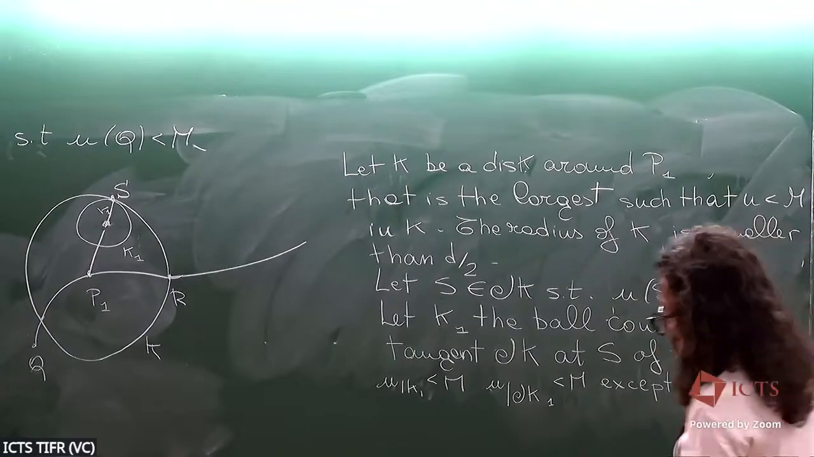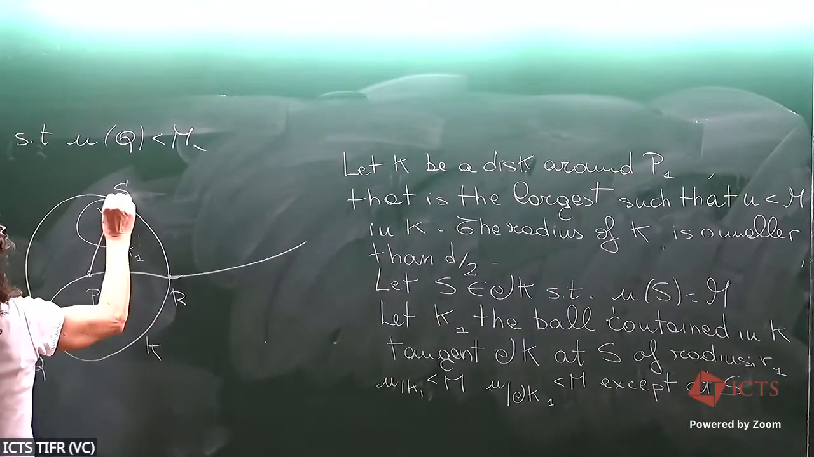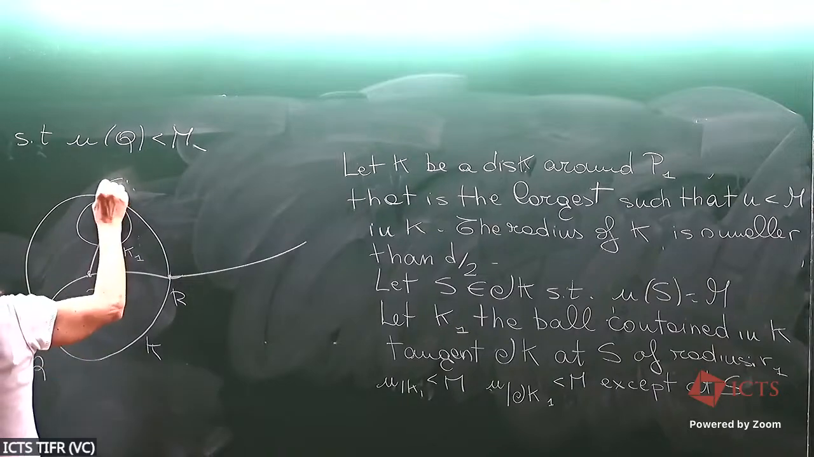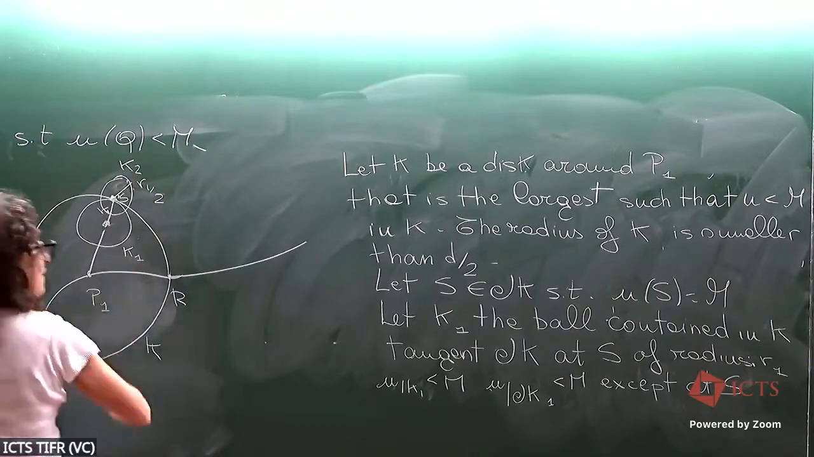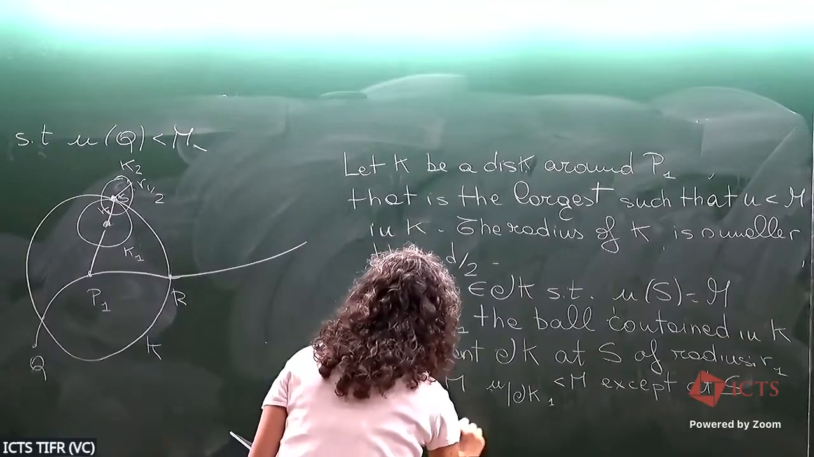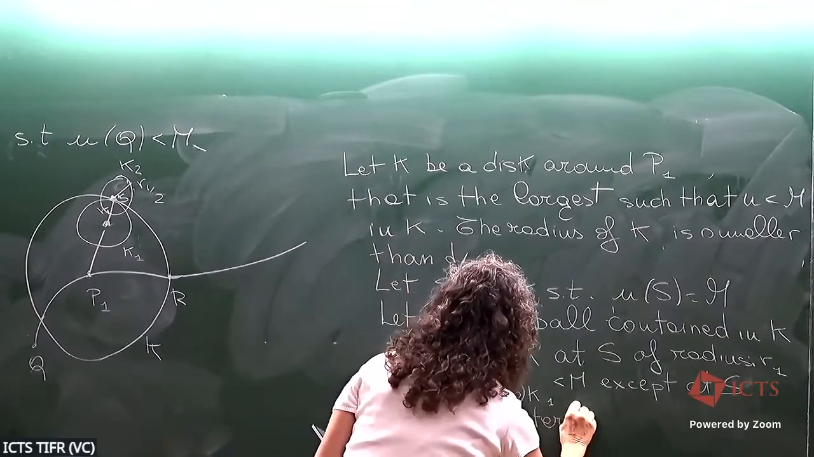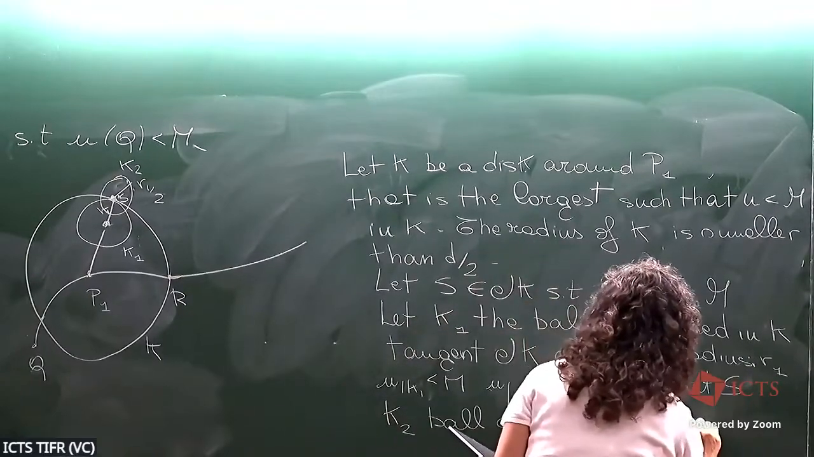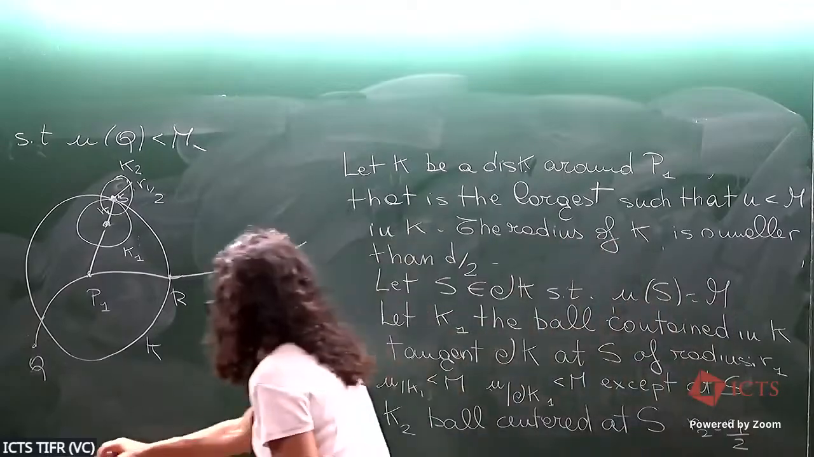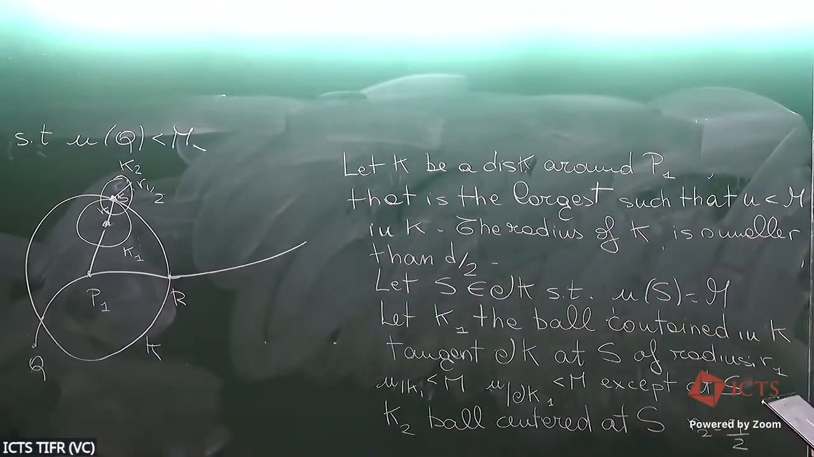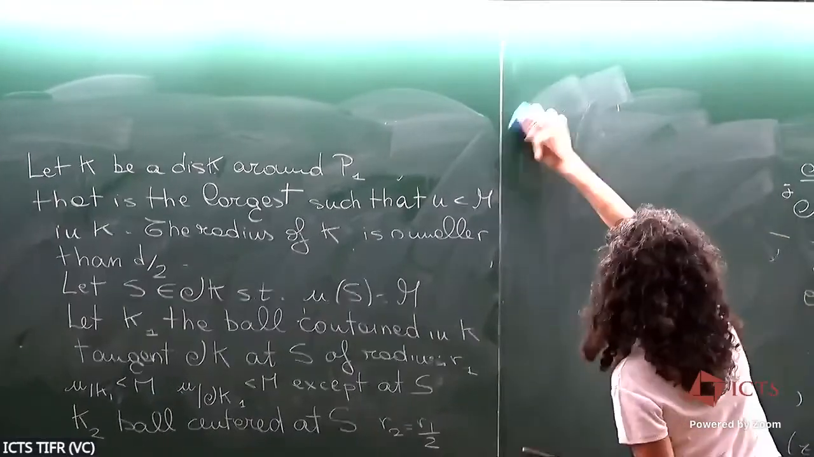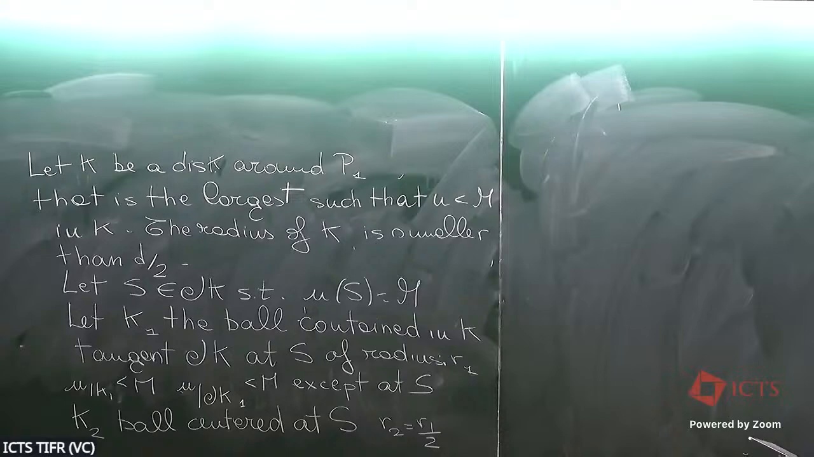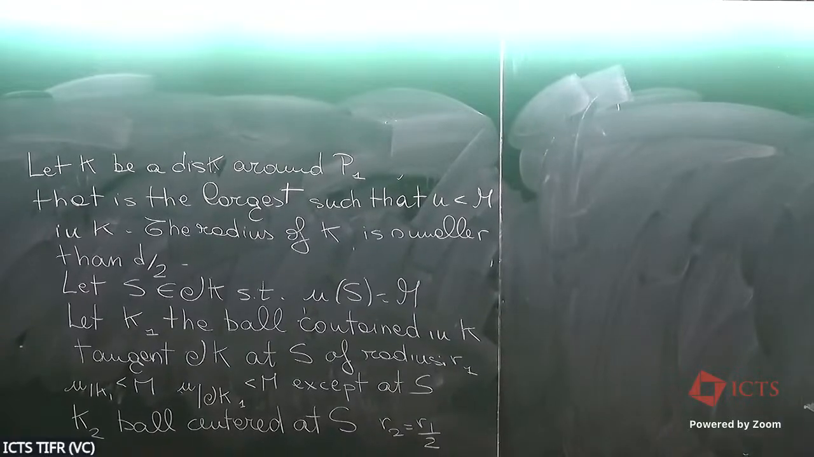Okay, the last ball that I have to construct. It's a ball centered at S with radius R1 over 2. K2. Last ball, K2, a ball centered at S, radius R2 equal to R1 over 2. I know it's a little bit boring, but it's necessary. Okay, I think we have all the balls now. And then we are in good shape to understand what U does on this last ball, and then defining our test function.